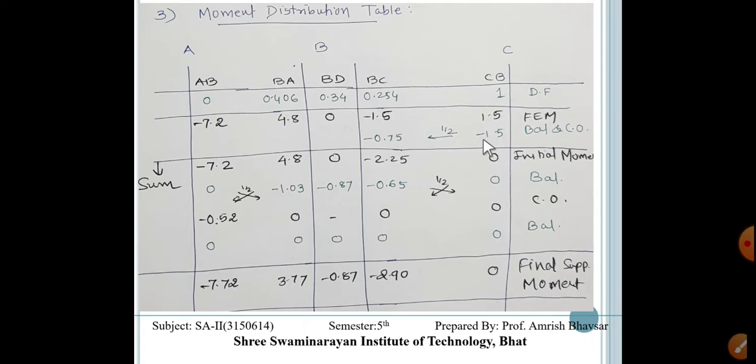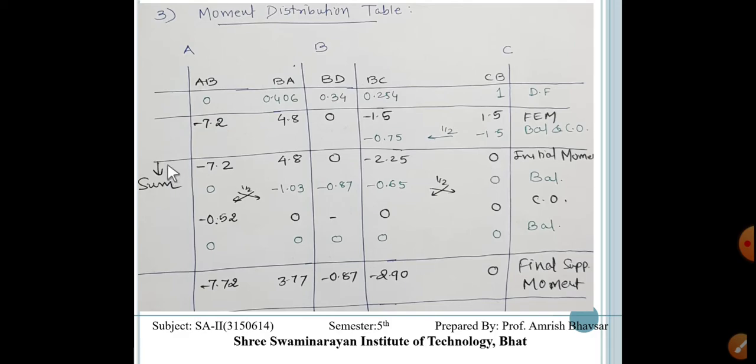In all the examples we have seen so far, one thing is common: whenever we have this kind of support, that is a hinge, we have to make its moment zero. To make it zero, we have to apply a moment of minus 1.5 here, but we cannot just apply the moment, we also have to carry it over. Whenever we balance, carrying over is necessary, right? So we carry over half of it over here. So we will get the initial moments: minus 7.2, 4.8, 0, here minus 2.25 and here 0.